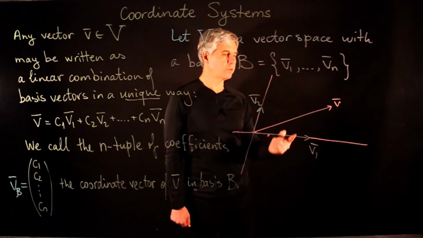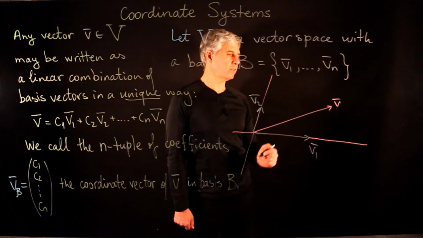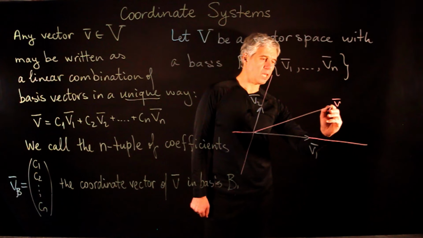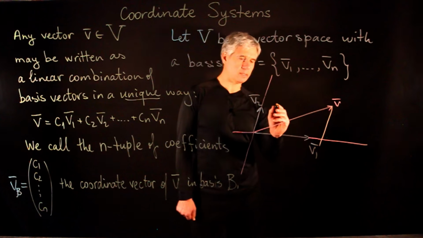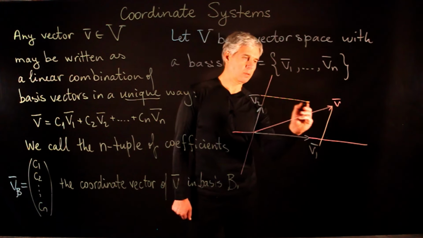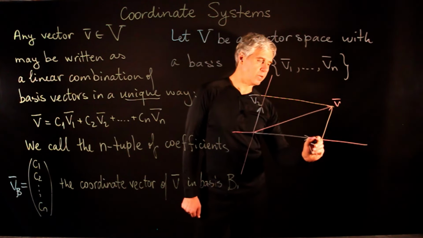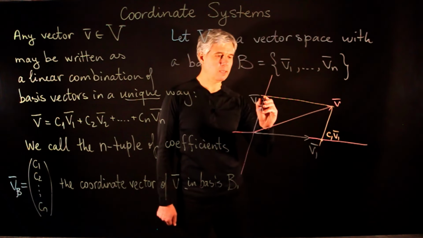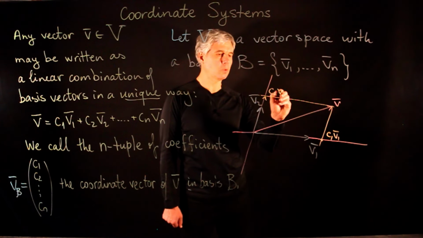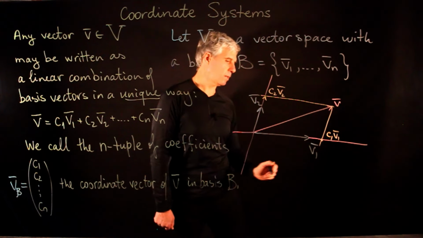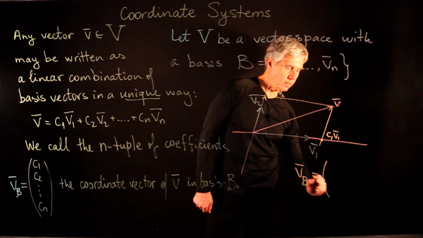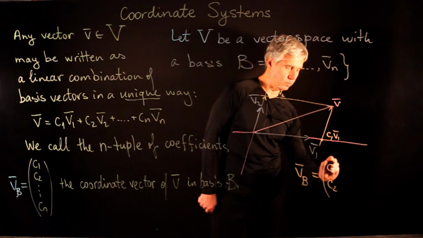In this diagram, we find the coordinates of a given vector using the parallelogram rule. So we draw two lines through the endpoint of v that are parallel to our coordinate axes. And then here we have a multiple of v1, so we call it c1v1. And here we have a multiple of v2, which we call c2v2. And then the coordinates of this vector in the given basis will be a pair c1, c2.